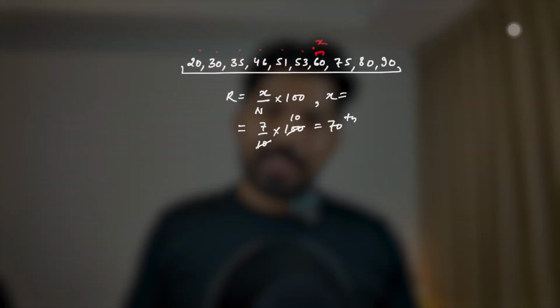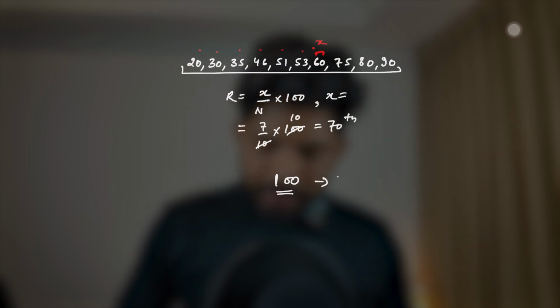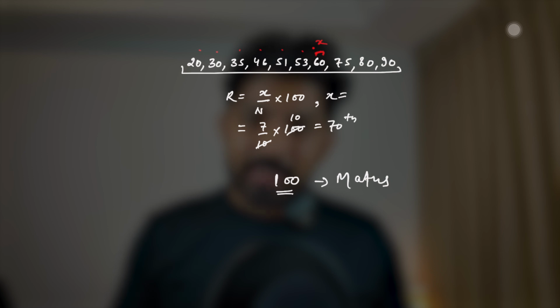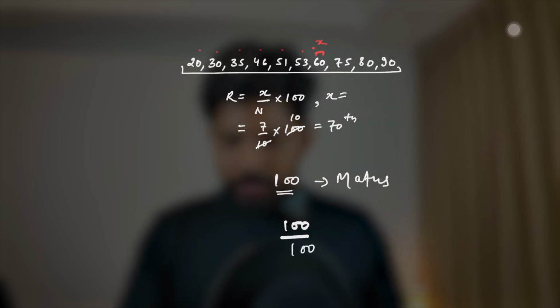So let's say we had an exam in which the total marks is 100, right? Means you will be getting marks out of 100, correct? On any subject, let's say maths. And let's say if someone comes and tells you that I got 100% in mathematics, means he or she got 100 out of 100 marks. This is the percentage.